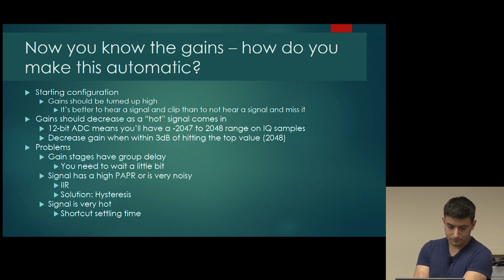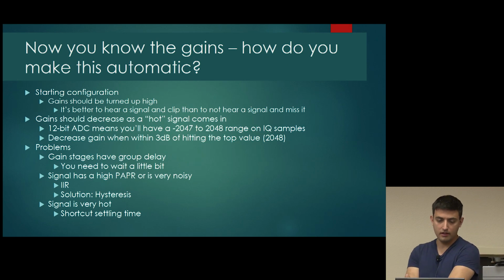So the AGC will see a hot signal and decide to decrease the gain when the incoming signal's power is within 3 dB of hitting the top value, or the full scale value of the ADC, which is 2048.